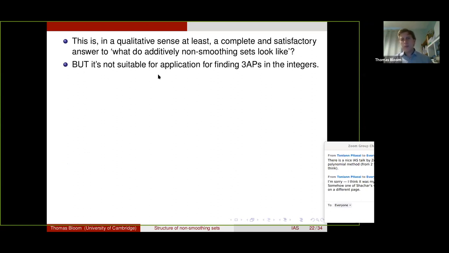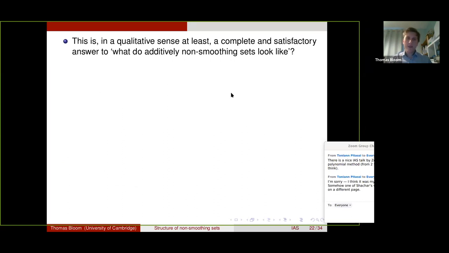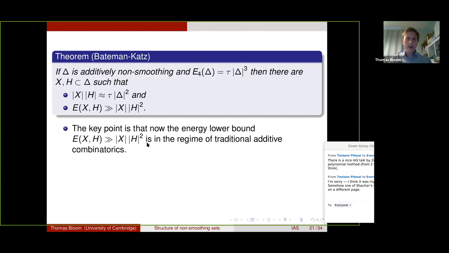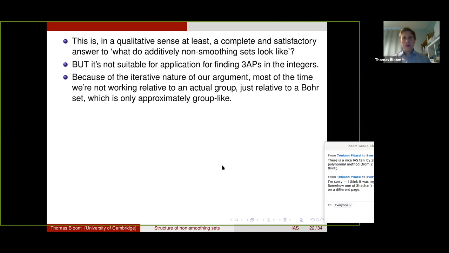The trouble is it's not suitable for application to finding three-term progressions in the integers. This is not because, as we heard earlier, it doesn't apply to, say, Z mod NZ. As I've written it, it applies to a completely arbitrary abelian group, right? So delta could be a subset of Z mod NZ, or a subset of the integers, and this theorem of Bateman-Katz would still hold. The trouble is that we don't actually have information about the energies as I've defined them here anymore, because we're not working relative to groups, we're working relative to Bohr sets, which are definitely not groups. They're group-like in many respects, but they're not groups.